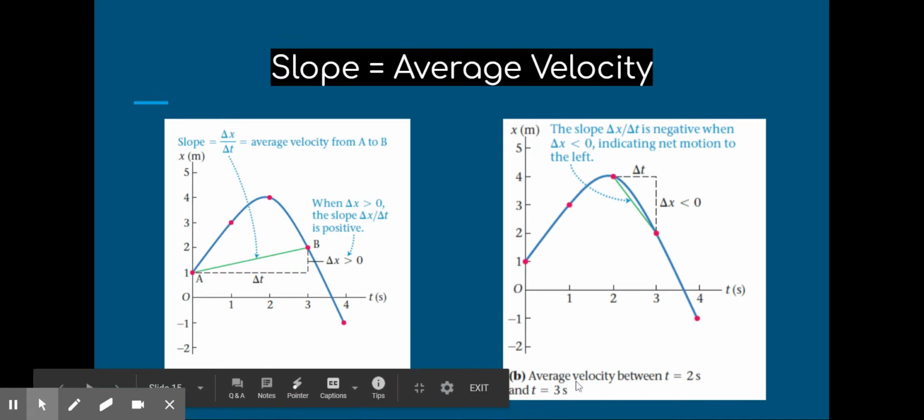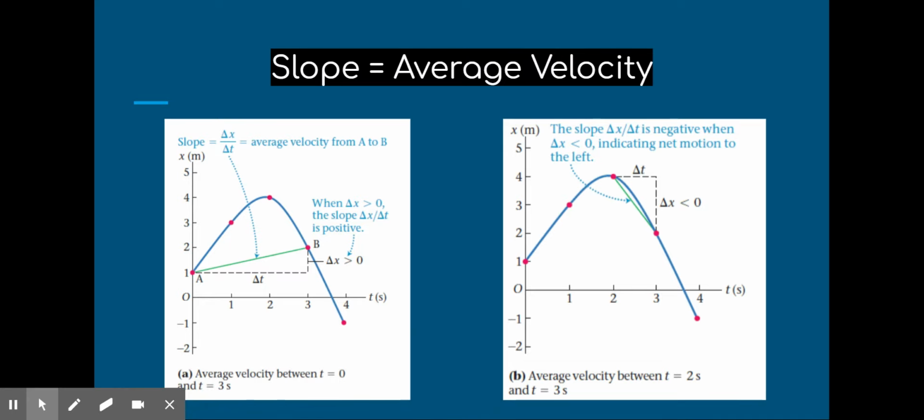Two things to take note of are that slope is going to be positive if the displacement is greater than 0, but slope will be negative if your displacement is less than 0.